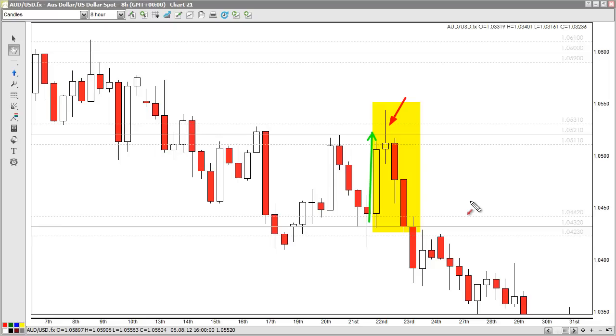When you get out into the real world, you're not always going to get those picture perfect examples. You're sometimes going to get examples like this where the wick is a little too big and you're not quite sure. But you just have to learn to go with it. In this case, the wick to the short side was a little large, but it wasn't large enough to make me not take this trade. So this was a great little setup.